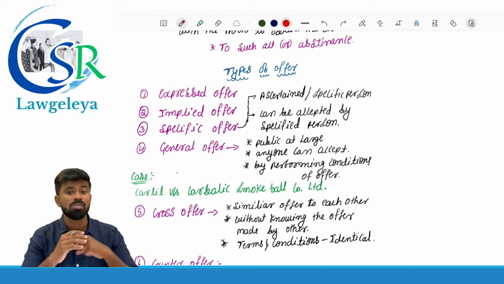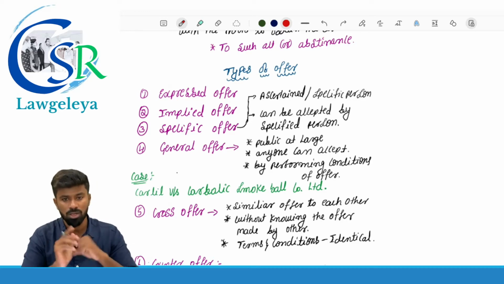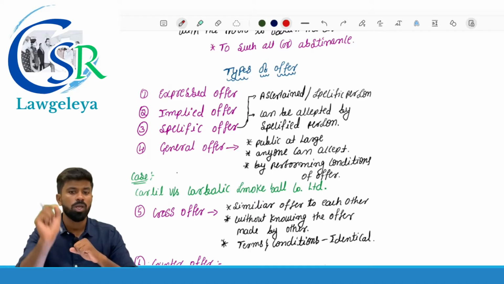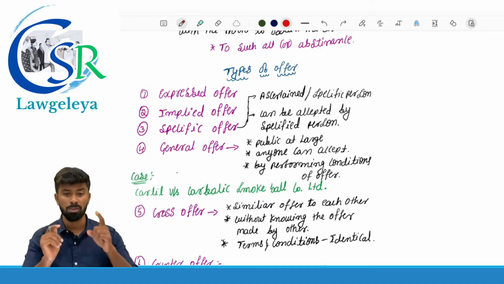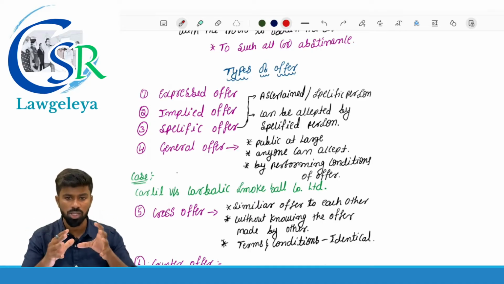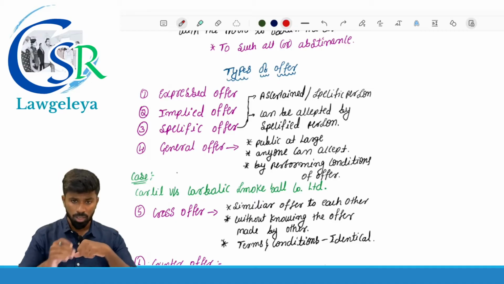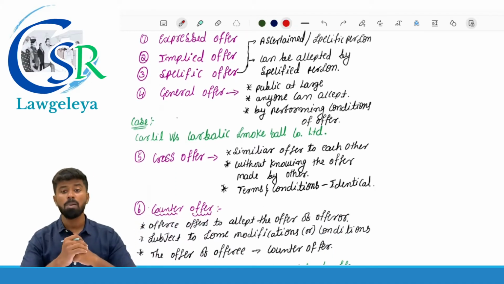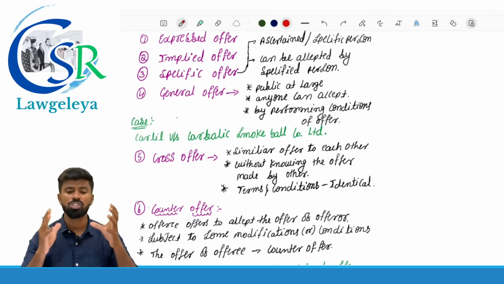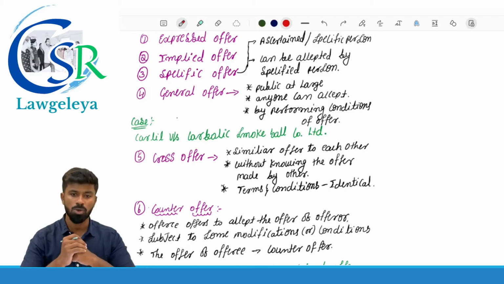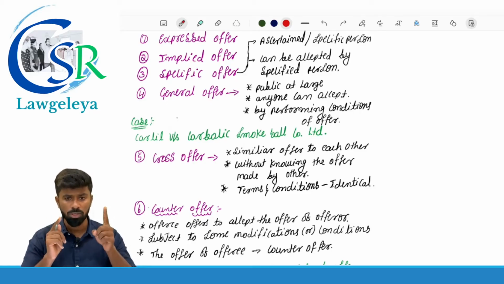Then the next one is specific offer. What is specific offer, sir? Keywords: offer made to an ascertained or a specified person. Remember this. Offer made to an ascertained or a specified person, it is called as what offer? A specific offer. Then what is general offer, sir? If an offer is made to the public at large and which anyone can accept, it is called as what? A general offer. Keep this in mind.